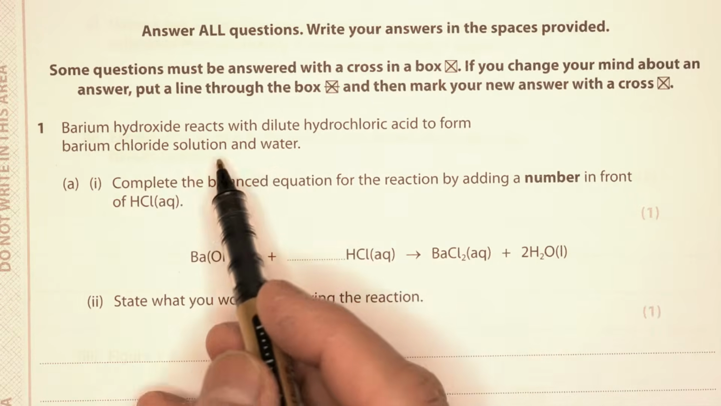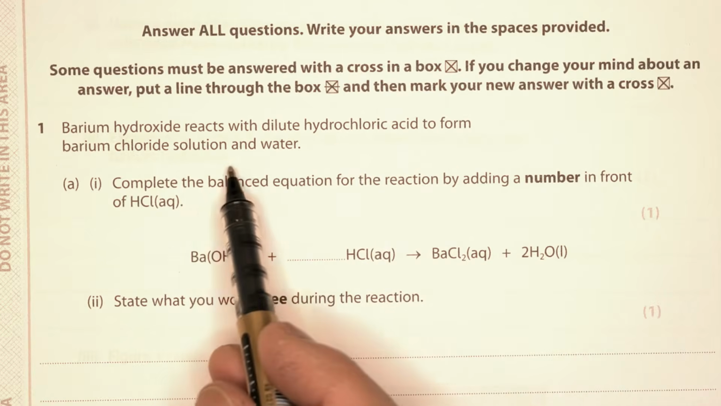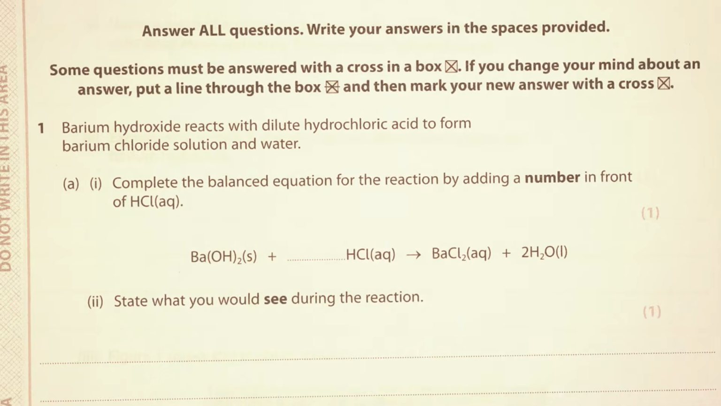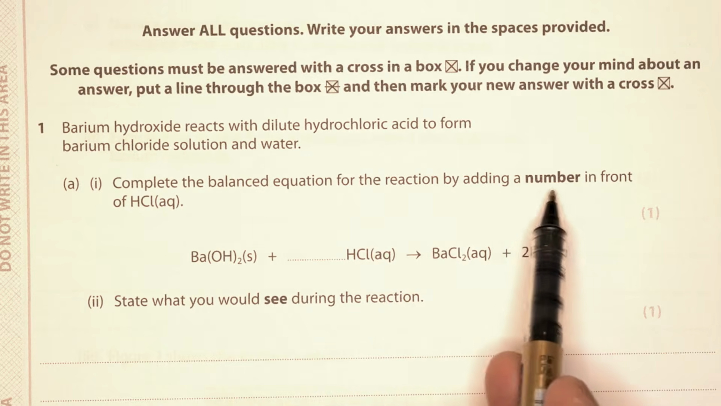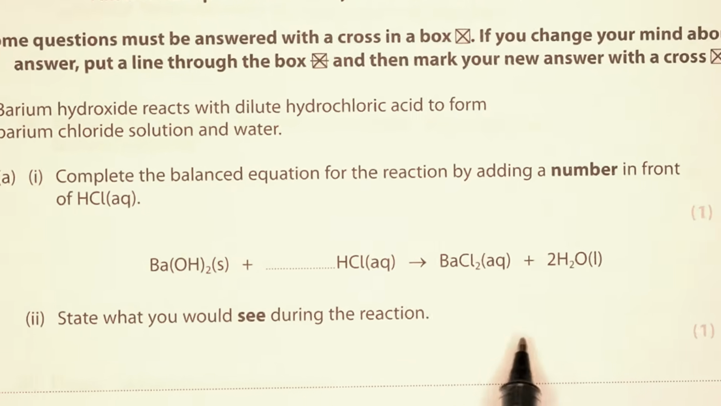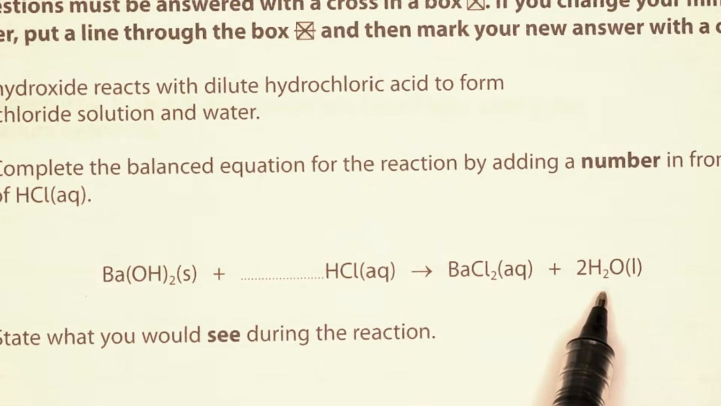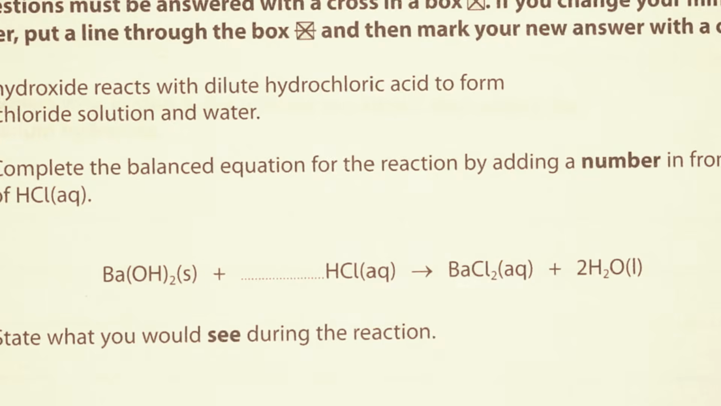Question 1. Barium hydroxide reacts with dilute hydrochloric acid to form barium chloride solution and water. Complete the balanced equation for the reaction by adding a number in front of HCl. That is reminding you that when we're balancing equations, we can't start messing about with the small numbers. All we can do is put large numbers in front of the formulas. So it's telling us to put it in front of HCl.